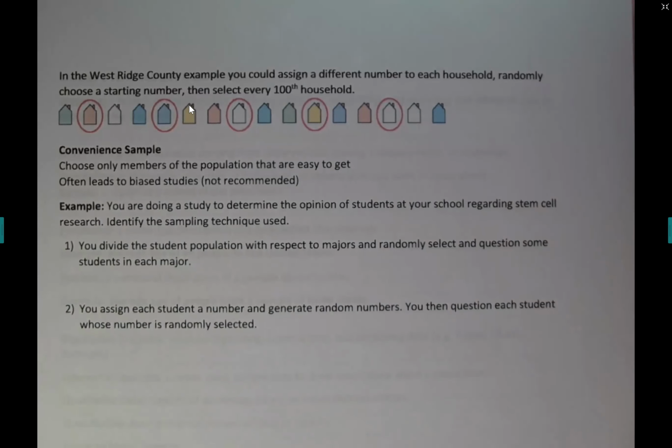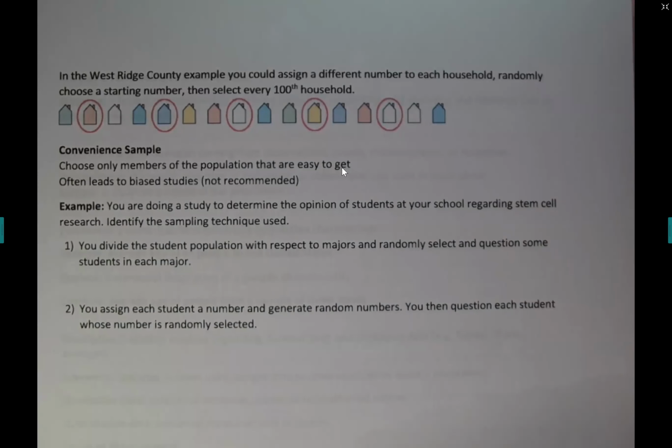Convenience sample. That's the last one. That's often not recommended. It leads to biased studies. It chooses only members of the population that are easy to get. I'm going to give you an example of a convenience sample.